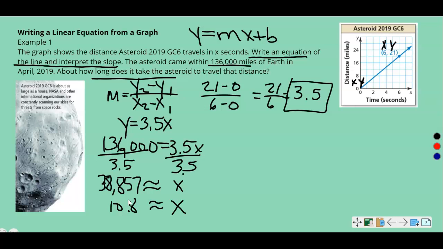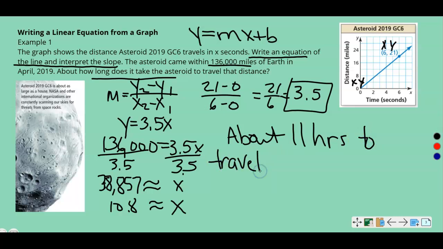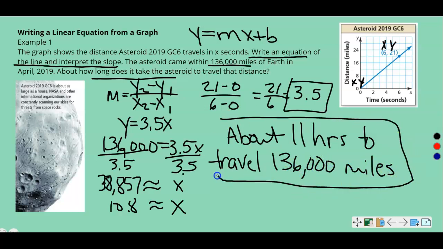So we can say it takes the asteroid about 11 hours to travel this 136,000 miles. That's still pretty quick, though. If you think about how fast that is, if you drove for 11 hours, you're definitely not going to travel 136,000 miles. So that asteroid is traveling very, very fast. But that's all for example 1.